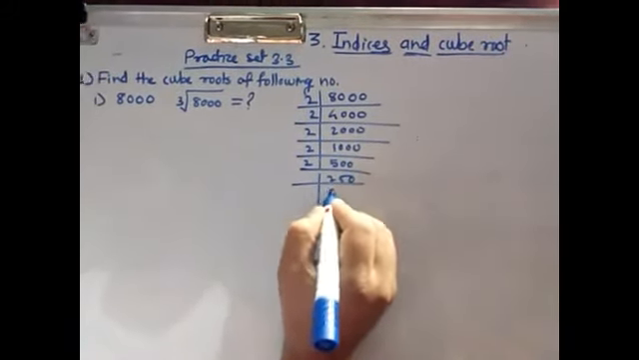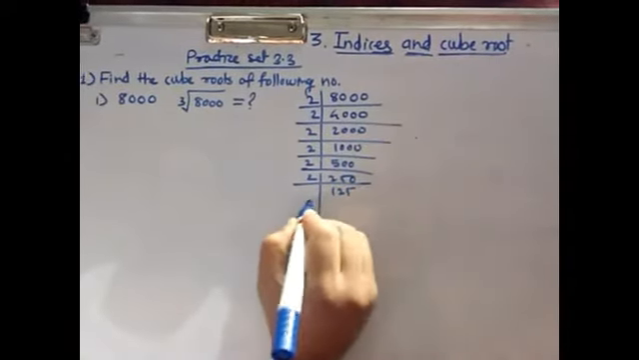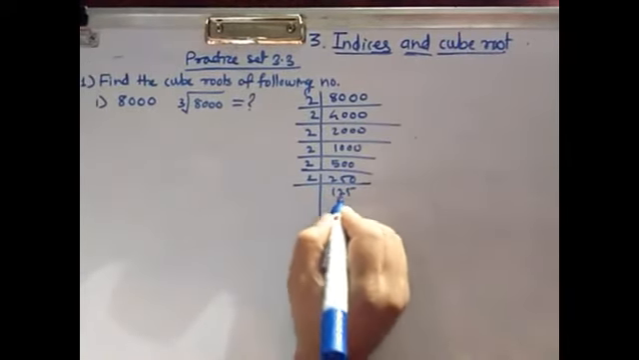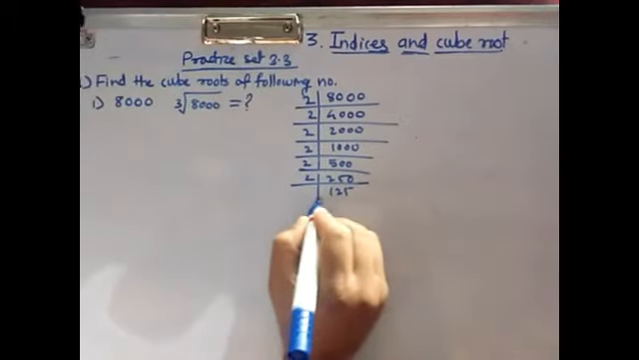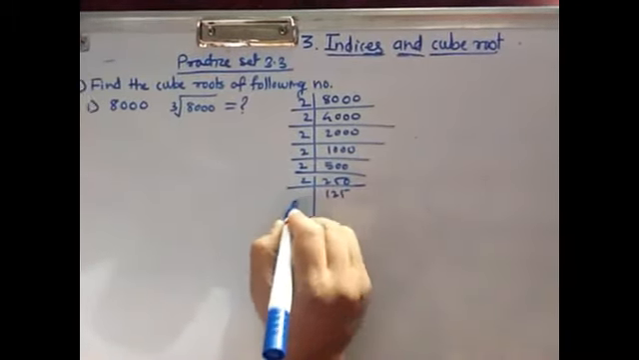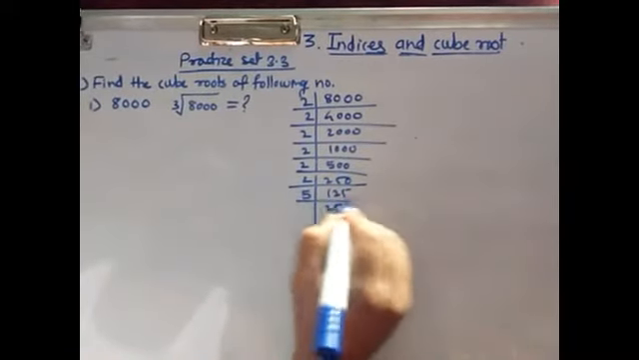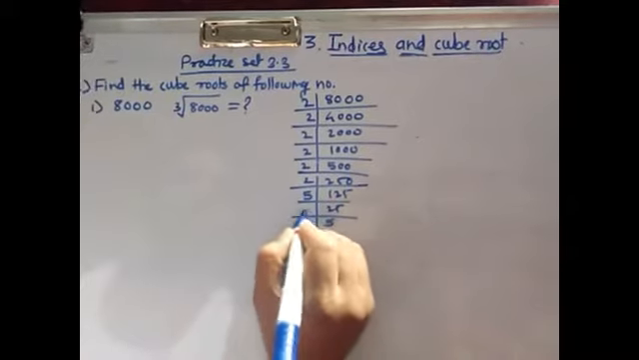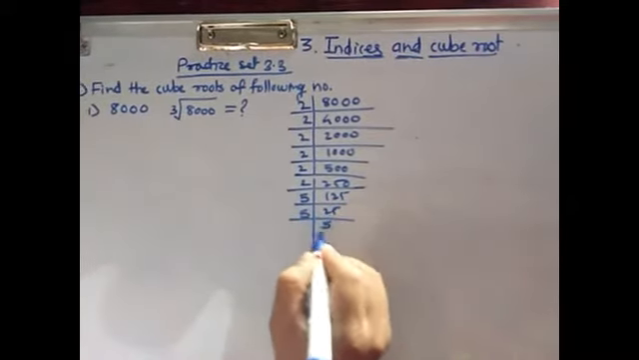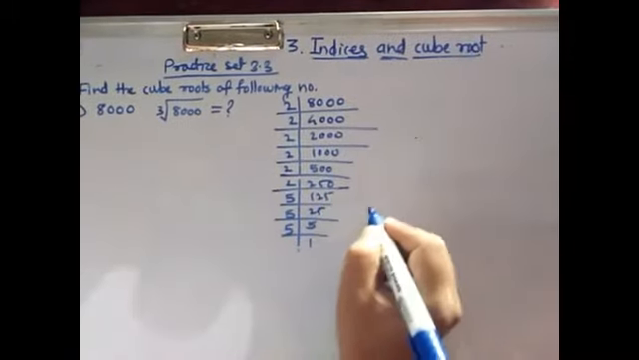2s are 250, and now we find that this 125 is an odd number. We divide it by an odd number: 5 times 25 is 125, 5 times 5 is 25, and 5 times 1 is 5. In this way we can solve it.